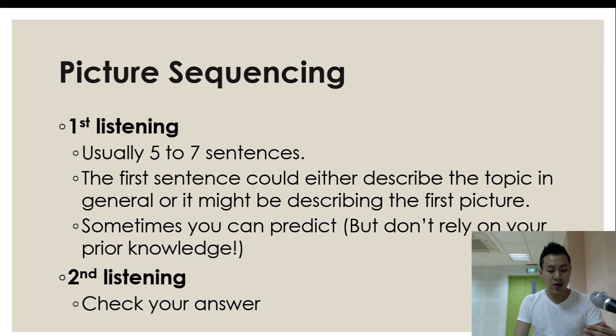Once you have done the first reading, you should have identified which one comes first, second, third, and fourth. If you missed out one, don't worry. Just make sure that you still know what comes second or third. Or if you miss out the first and the second, you know that the third and the fourth come together. That will be helpful as well.